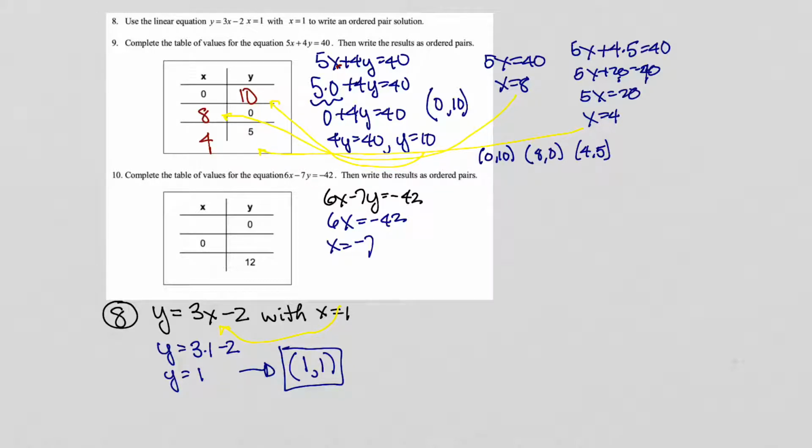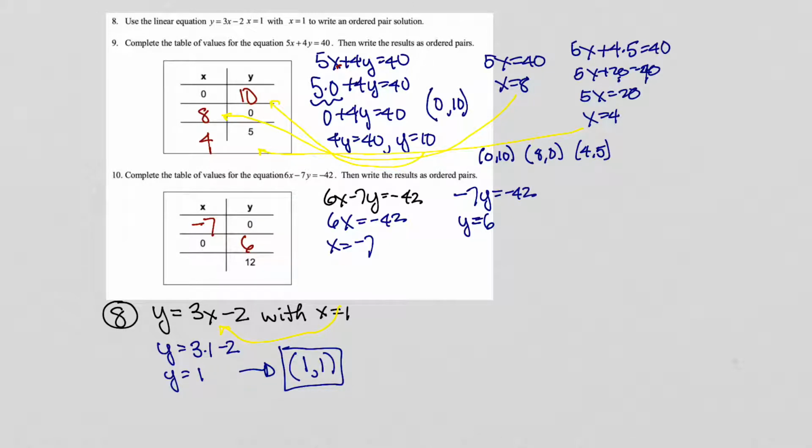So now I'm going to come back over here. I'm going to put a negative 7 in here. And now we're going to put 0 in for x. So when I put 0 in for x here, I get 6 times 0 is 0. That term's gone. And we get, I'll do it over here, negative 7y is negative 42. Divide by negative 7, we'll get y is 6. So now I'll put that 6 right over here for y.